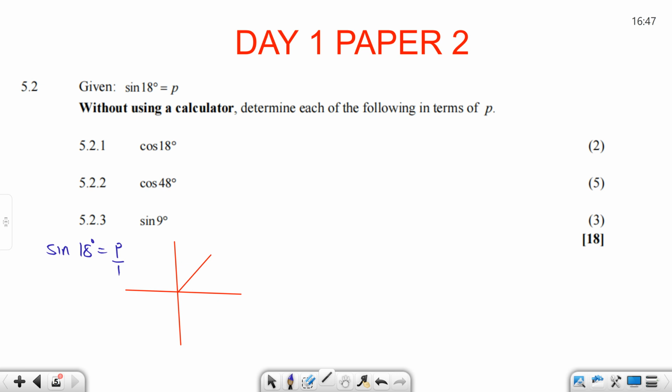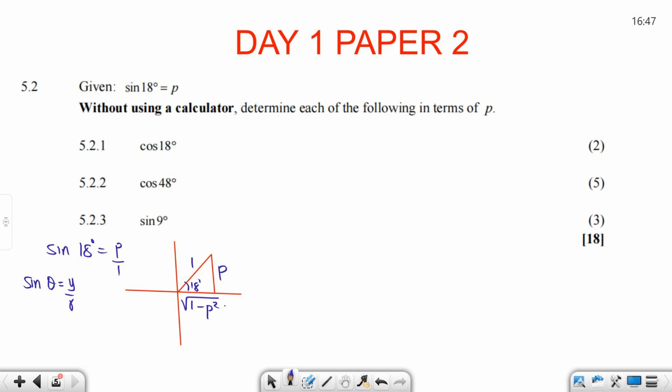18 is in the first quadrant, so that we're not going to argue about. And what is sine again? Sine theta is Y over R, or opposite over hypotenuse. So it means this side is P and the hypotenuse is 1. What is the third side therefore going to be? The square root of 1 minus P squared.